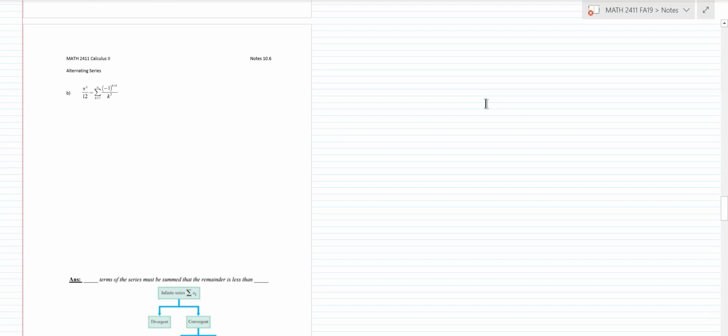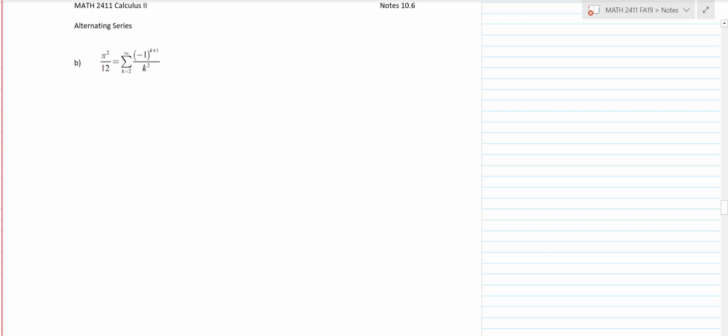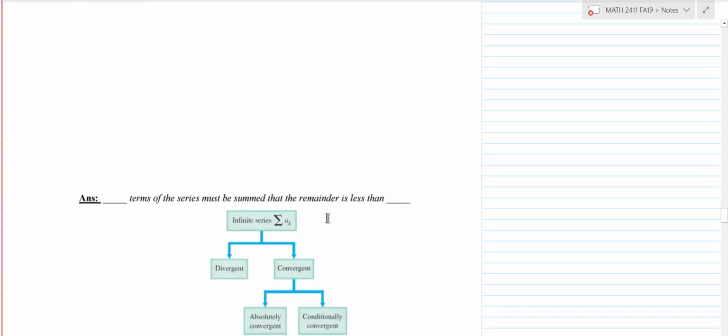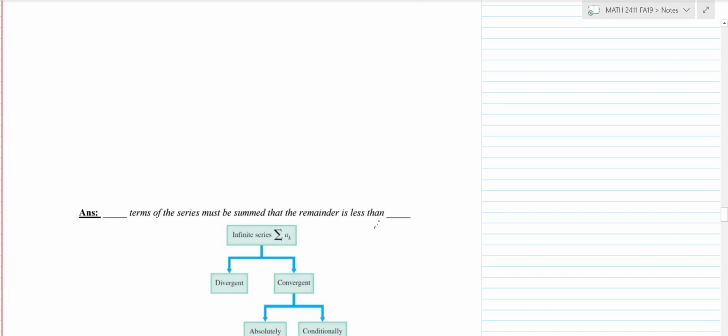Okay, next problem, I'm going to do one more example of this. It's very similar. This is another well-known convergent series. It's got pi in it also. We're going to do exactly the same thing we did on the previous problem. Find the number of terms of the series that must be summed such that the remainder is less than 10 to the negative 4.